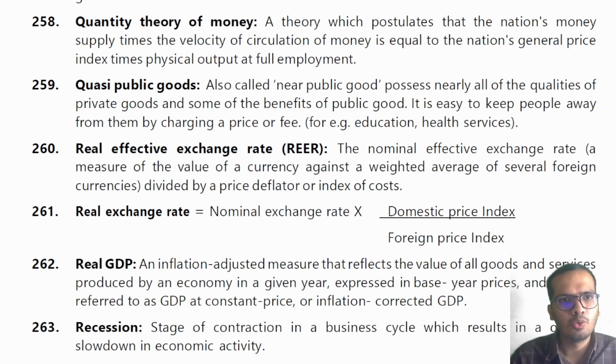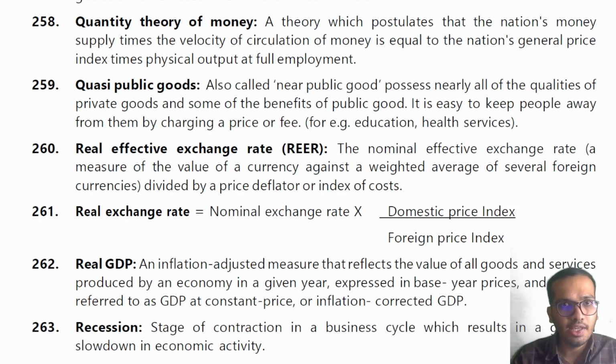Then we have number 259, quasi public goods, also called near public goods. It possesses nearly all of the qualities of private goods and some of the benefits of public goods. It is easy to keep people away from them by charging a fee or price. A classic example is education and healthcare service.